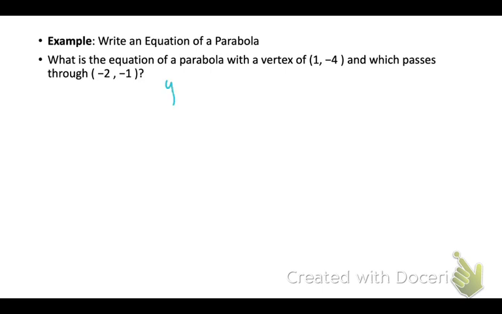Fill it in. So y equals a(x minus h) squared plus k. What's your y? -1. We don't know a, right? What's your x? -2. What's your k? Well, h. H is 1. Squared. Yes, I get what you're saying.